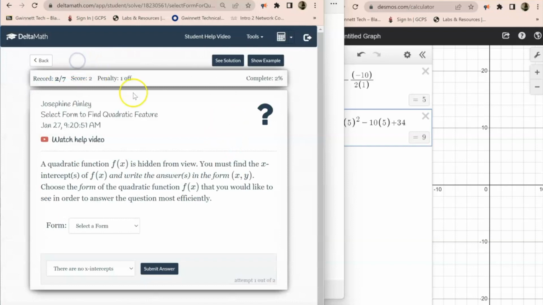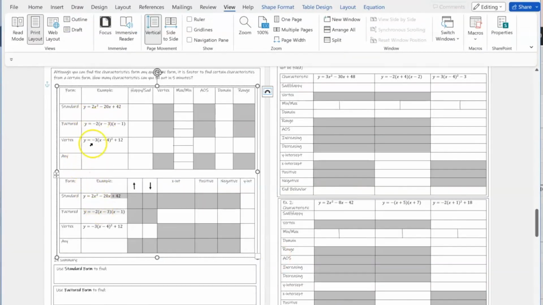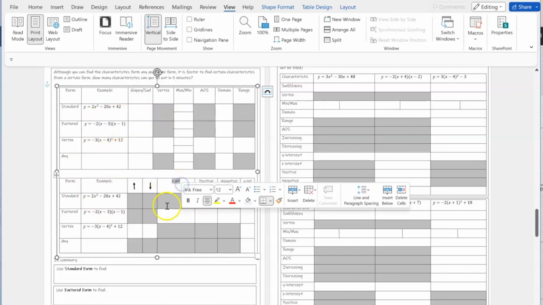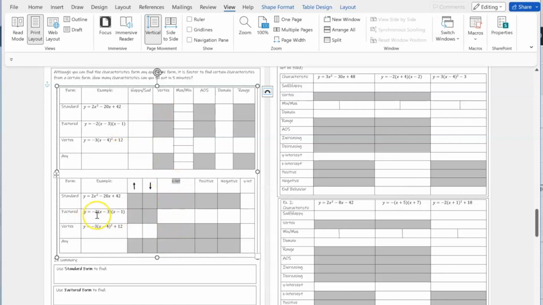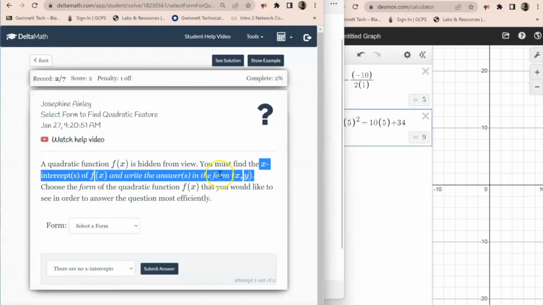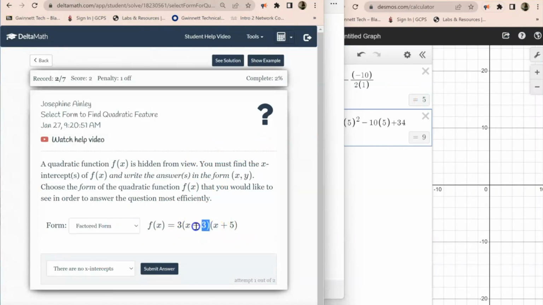All right, so we've done increasing, y-intercept. Now let's see what this one is. This one's asking for the x-intercept. So again, you have to get very familiar with what is good for each one. Factored form is great for the x-intercepts. And again, if I look for the x-intercept right here, everything is blacked out except factored form. So factored form is the one that tells you the x-intercept. So you're going to go to factored form. And your x-intercepts are the opposites of this. So it's -3 and -5. So how many are there?